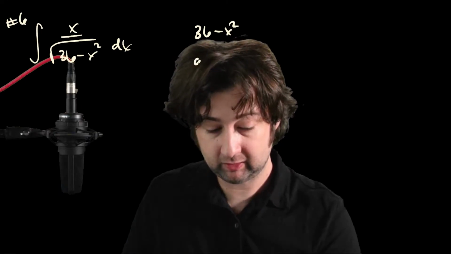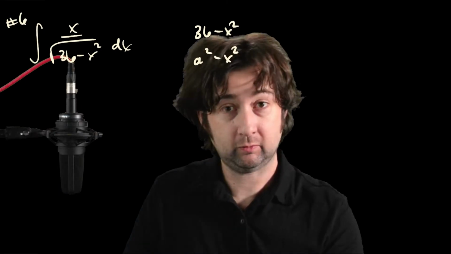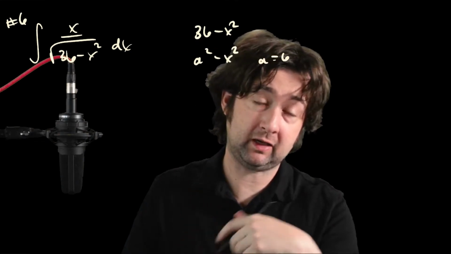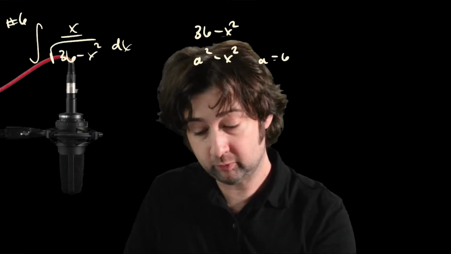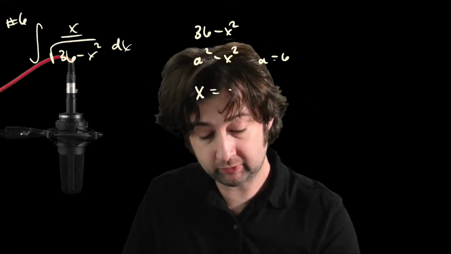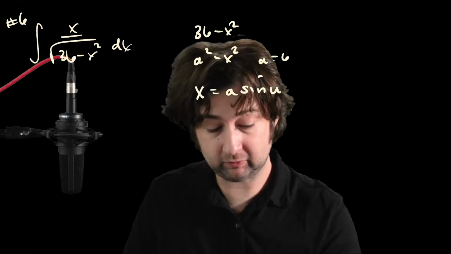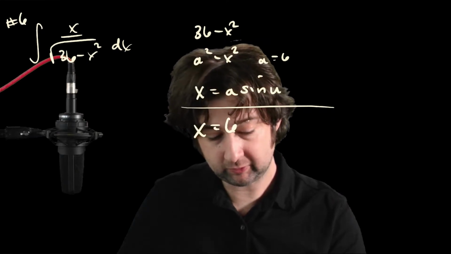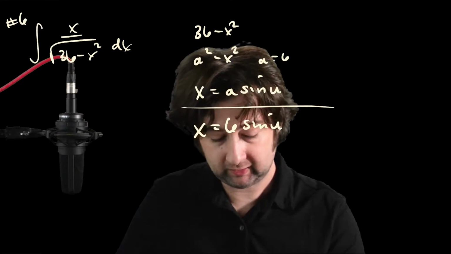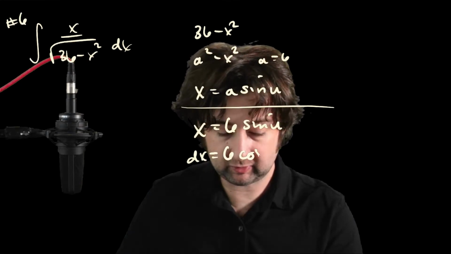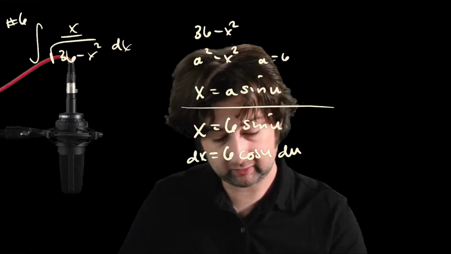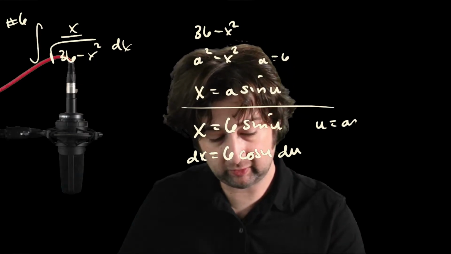The pattern I see here is 36 minus x squared, which is a squared minus x squared, with a equal to 6. And the method says when I see a pattern like that inside of a square root, what I should do is let x be equal to a times the sine of u. So let's actually build the substitution we're going to use specifically. x is going to be equal to 6 times the sine of u, and dx is going to be 6 times the cosine of u du. Because I'm going to need the relationship later, I'm going to write that u is equal to the arcsine of x over 6.